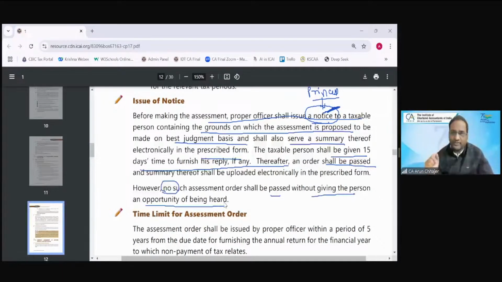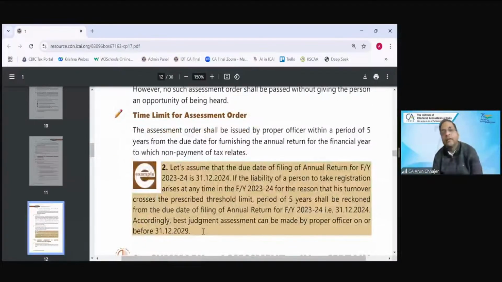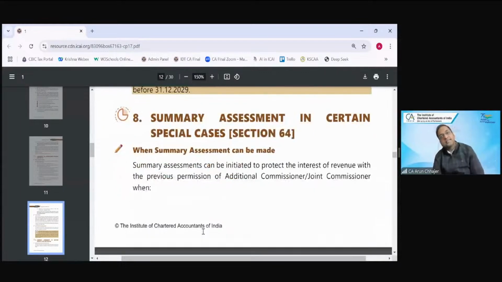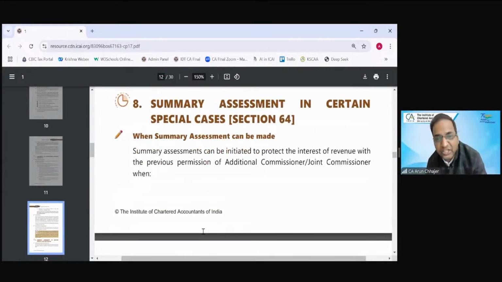Suppose you have asked for personal hearing. So it is my responsibility to give you the time before passing any order. Time limit for assessment order. Again, the time limit will be 5 years from the due date of furnishing of annual return. Last is summary assessment in special cases.